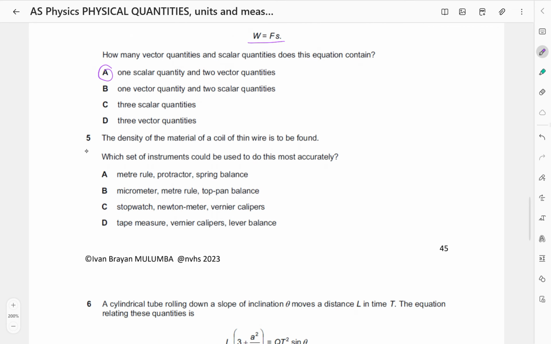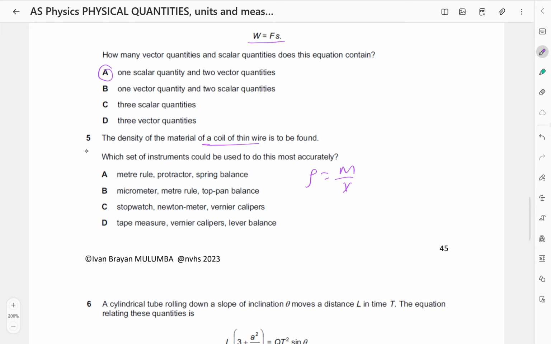The density of the material of a coil of thin wire is to be found. Which set of instruments could be used to do this most accurately? To find density, we need mass over volume. So we need a balance to be able to find the mass, because we want to find the density. So we need a balance by all means. Spring balance, beam balance, Newton meter, Newton meter can also represent a balance, tape measure, lever balance.